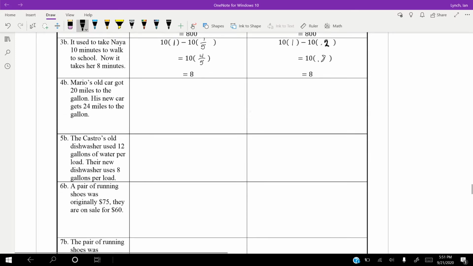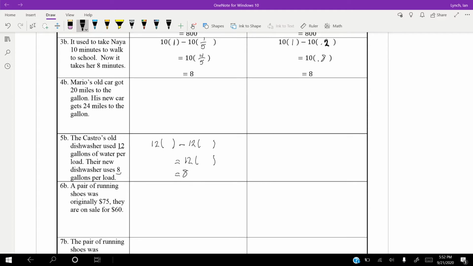Now I'm going to do the Caster's old dishwasher. We did this one in class. So let's look at this. We're going to have 12, I know that. Parentheses, minus, because we're decreasing. We're going from 12 down to 8. So we're subtracting 10 times something else. Well, that's going to equal 12 times a specific thing, which equals 8.